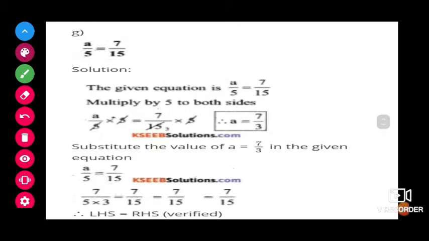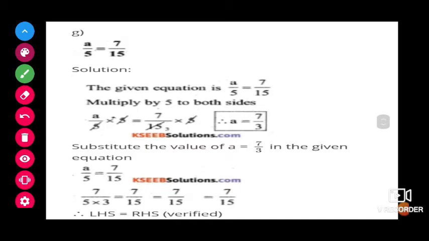Next one, a by 5 is equal to 7 by 15. Same again here also, a by 5 is nothing but a divided by 5. If I want to remove the divided by 5, we have to multiply with 5. So a by 5 into 5. If I do multiplication by 5 on one side of the equal symbol, will it balance? No. We have to do the same on that side also, the same weight on that side also. So there also 7 by 15 into 5.